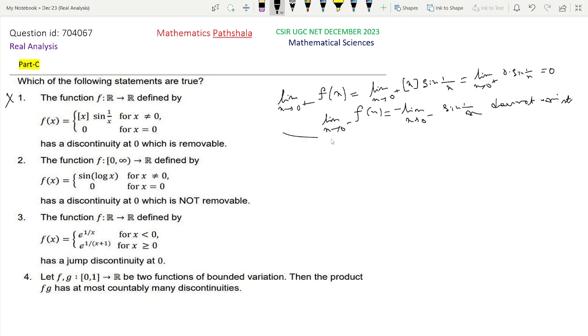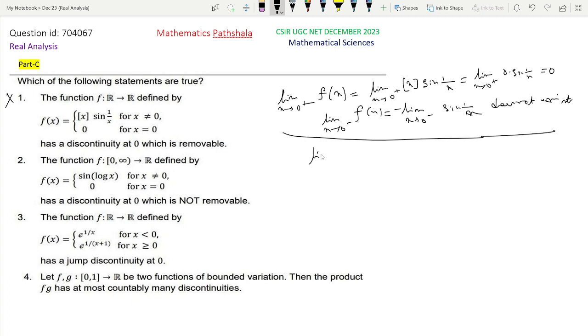Now look at option 2. The function f from [0, infinity) to R defined by f(x) = sin(log x) for x not equal to 0, and 0 for x equal to 0, has a discontinuity at 0 which is not removable.